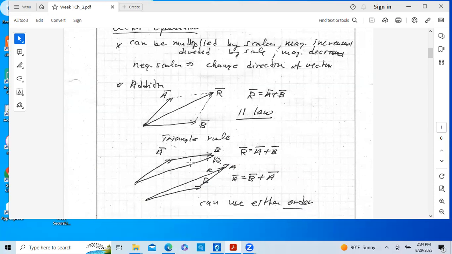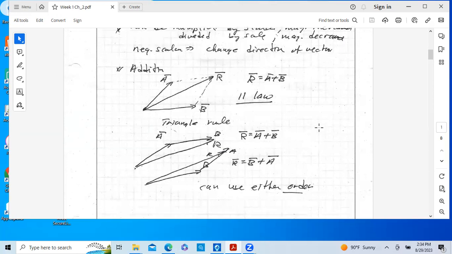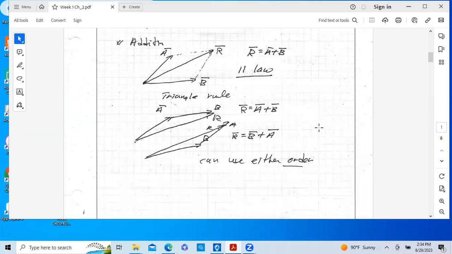Typically, we won't work our problems using the vector solutions. We've got another way to do it. It makes a little more sense and is much easier in most situations that we have. I'll show you those.